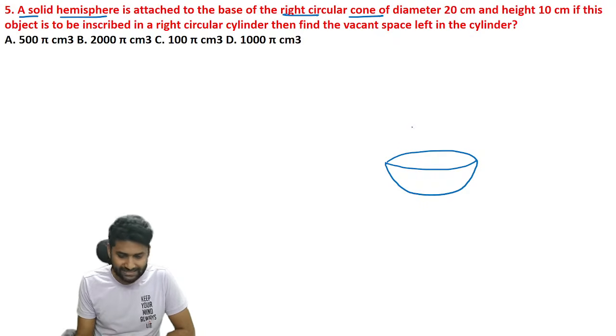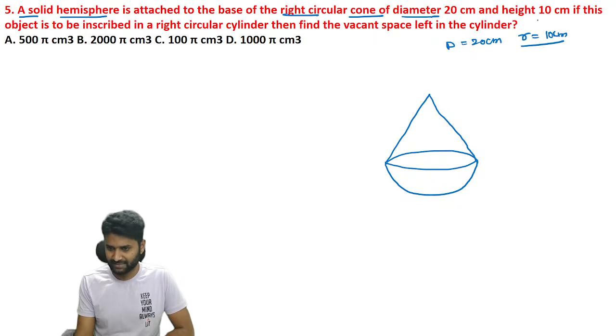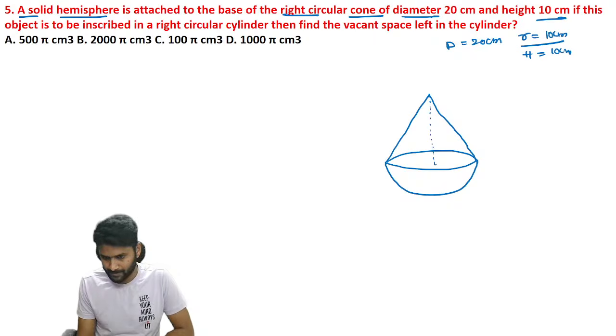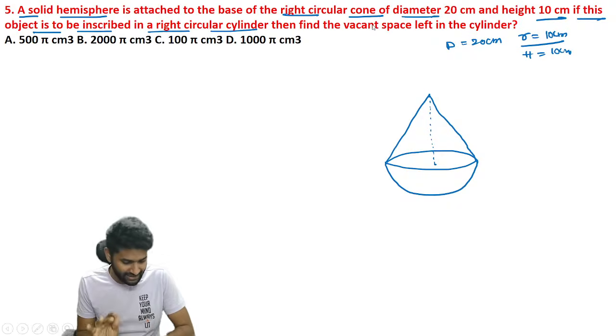As you know, this is a right circular cone of diameter 20 centimeters, so definitely the radius is 10 centimeters. In the same way, height is equal to 10 centimeters. This exactly indicates the height from here to the center. This is exactly the height. And this object is to be inscribed in a right circular cylinder.